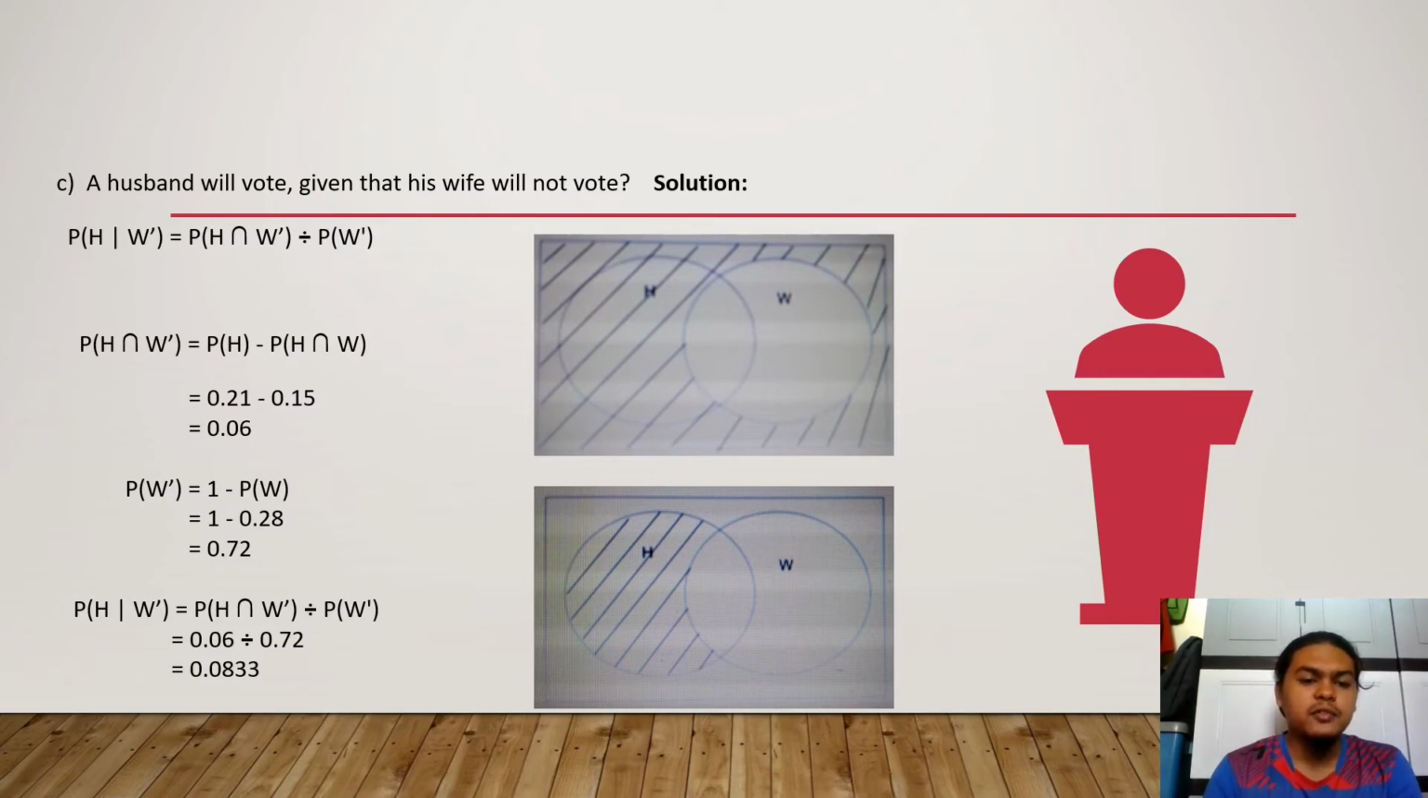Next, we need to find the probability of W prime. Probability of W prime is equal to 1 minus probability of W. So 1 minus 0.28 is equal to 0.72. So the last answer is probability of H given W prime is 0.06 divided by 0.72 and we will get 0.0833 as the answer.